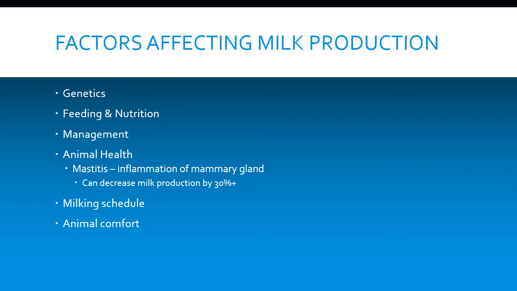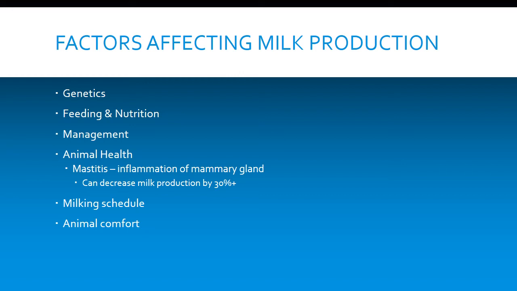And again, milk removal rate influences the amount of milk production. If we get back to our dairy example, when we move from two times a day milking to three times a day milking, we can expect a 10 to 15% increase in milk production.